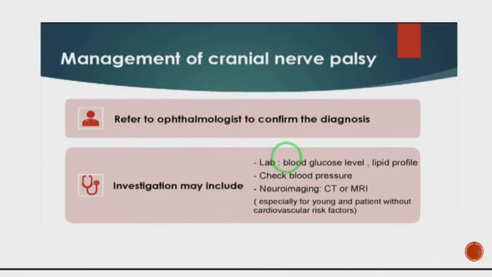First of all, we have to exclude serious causes. And if a serious cause is discovered, we have to refer the patient to its subspecialty, mostly neurosurgery. If no serious cause is discovered and the patient is just diabetic, hypertensive, or atherosclerotic, we have to do the general blood investigation, together with the cardiac evaluation, and refer him to an internal medicine specialist.